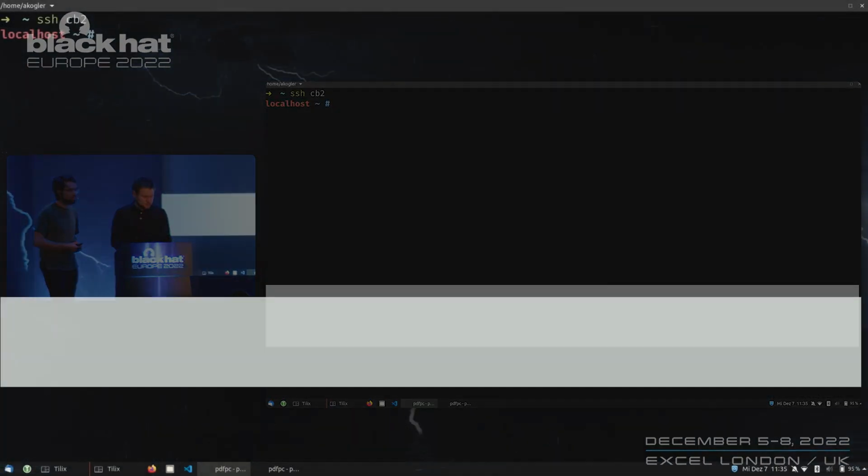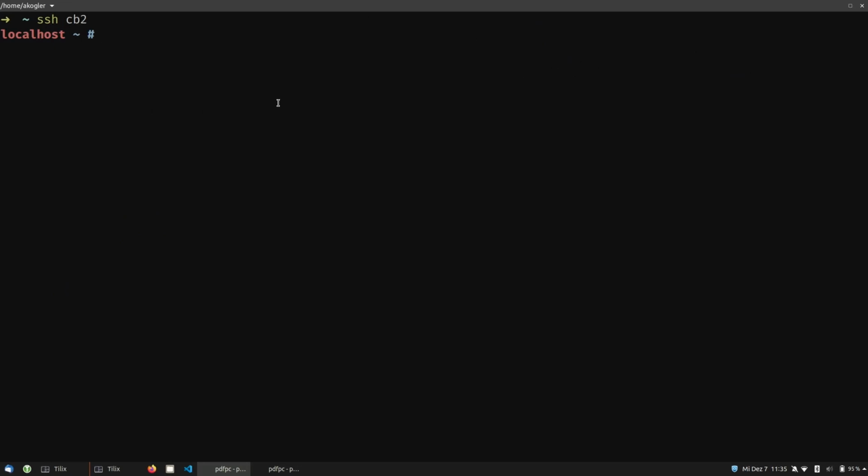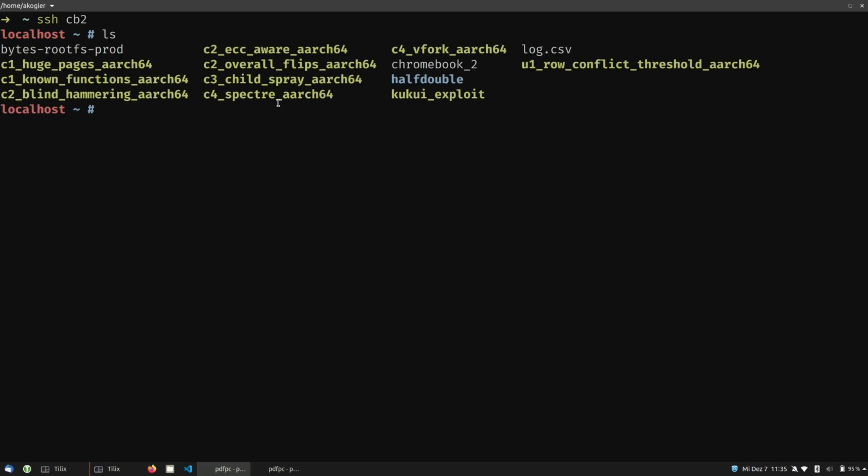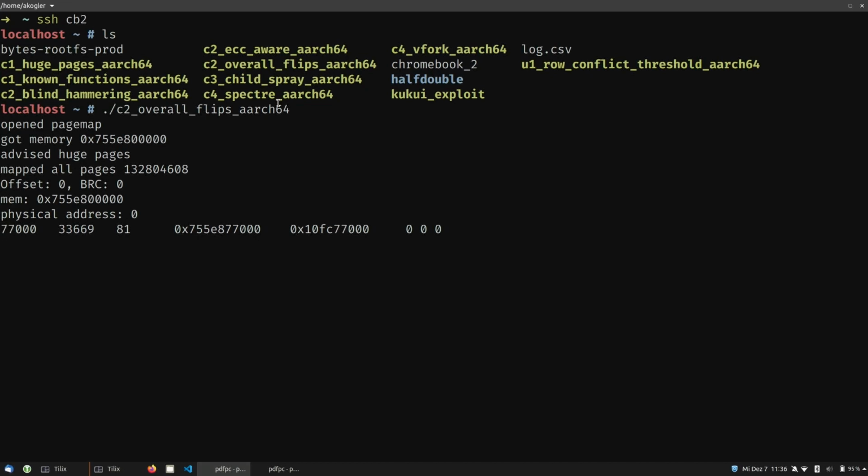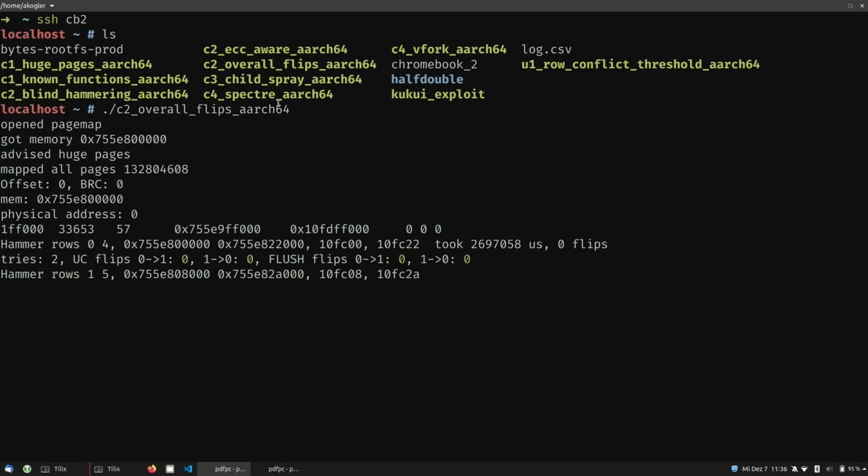So we bought the live demo. We are SSHing into one of the Chromebook devices we have at home in Austria because someone forgot to bring them. But we hope the connection is stable. And Andreas is now starting the program that does the flipping. So here we get our physically contiguous memory to know which virtual addresses we have to access the rows in the DRAM we need to hammer.